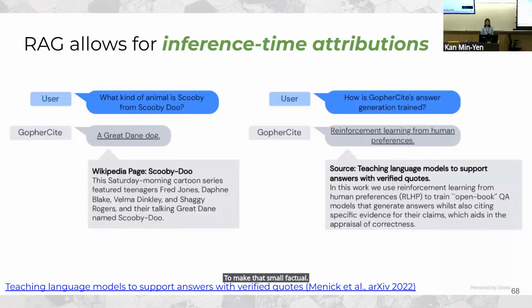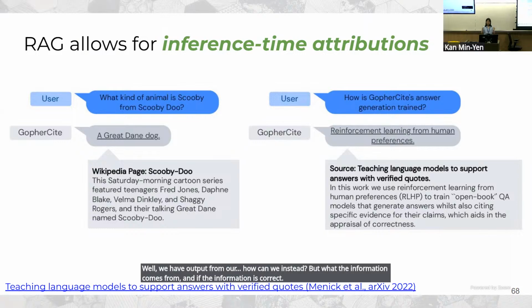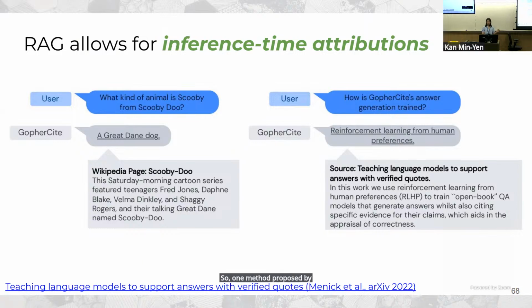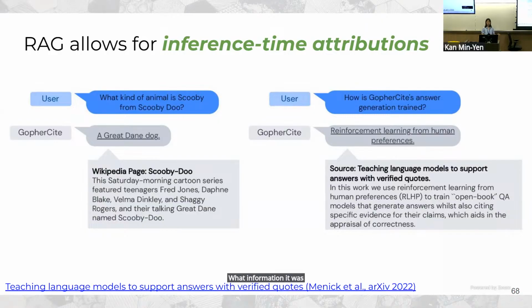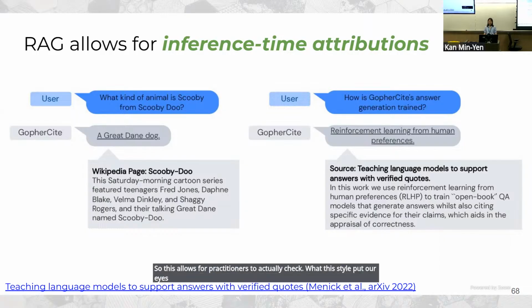Secondly, RAG allows for inference time attributions. When we have output from an LLM, how can we inspect where the information comes from and if the information is correct? One method proposed by Google, called governed cite, using retrieval, allows the model to actually give citations at inference time, showing what information it was using to produce this piece of response. So this allows practitioners to actually check the output of LMs and then use it in an informed manner.